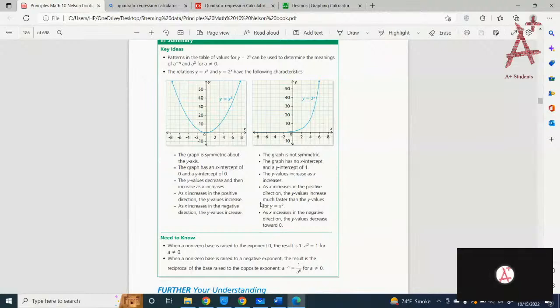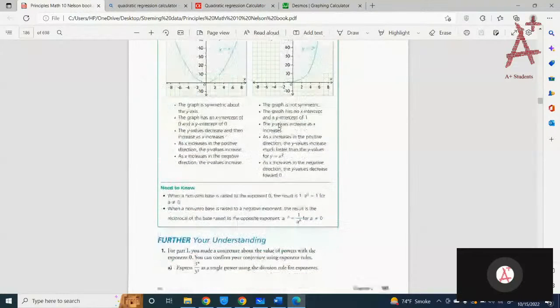As x increases in the positive direction, the y value increases much faster than the y value for y equals x squared. As x increases in the negative direction, the y value is decreasing. Basically this is the difference between the two graphs. This is the exponential graph y equals 2^x, and this is the parabolic graph y equals x squared. So these are the differences between these two graphs. Got it? Okay, let's start with the practice questions.